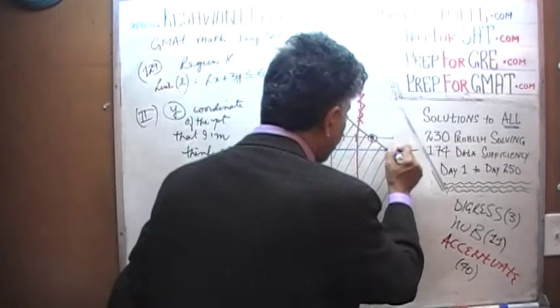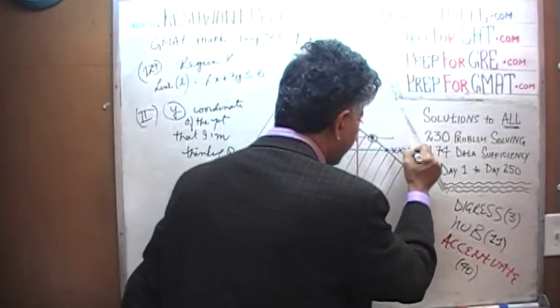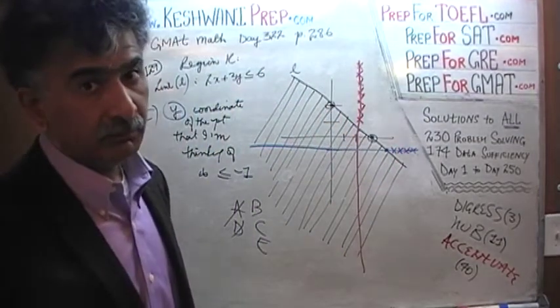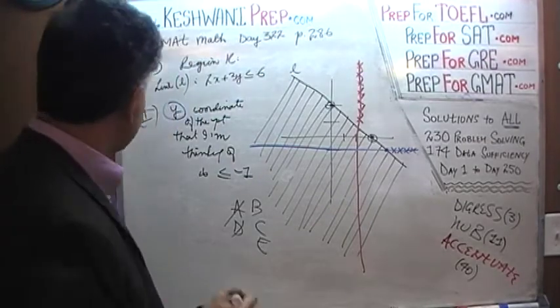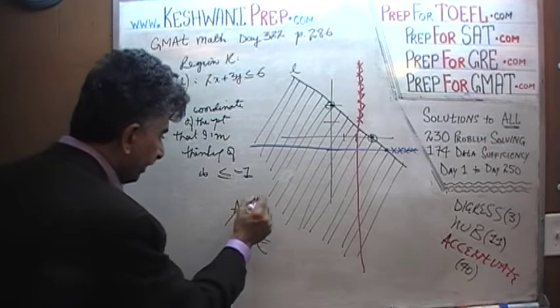But what if the point that I'm thinking of happens to be these points? Then they are outside the region. These points are outside the region. So the second statement by itself is also not enough. The answer cannot be B.